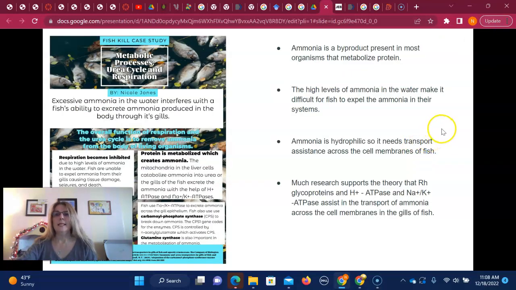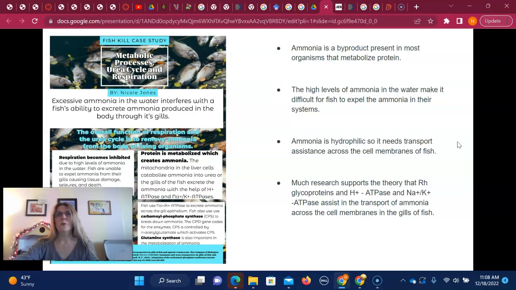Ammonia is a byproduct that is present in most organisms that metabolize protein. The high levels of ammonia in water make it difficult for fish to expel the ammonia in their systems. Ammonia is hydrophilic, so it needs transport assistance across the cell membranes of fish. Much research supports the theory that Rh glycoproteins, as well as H+ ATPase and Na+/K+ ATPase, assist in the transport of ammonia across the cell membranes in the gills of fish.